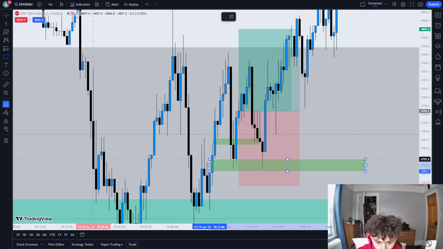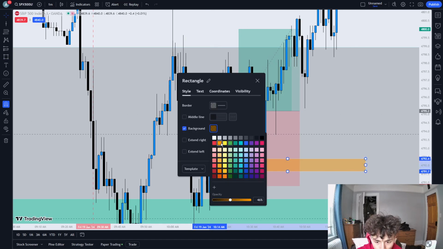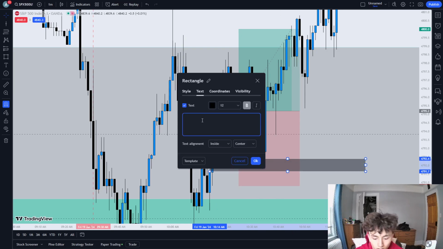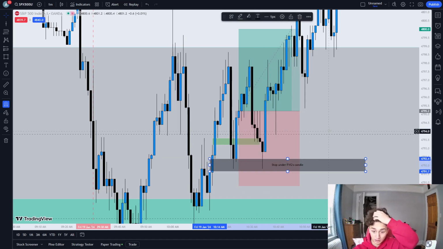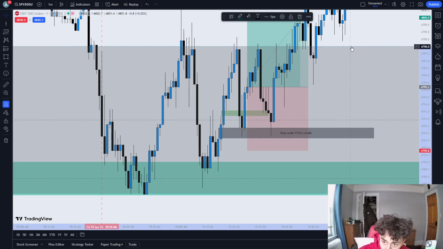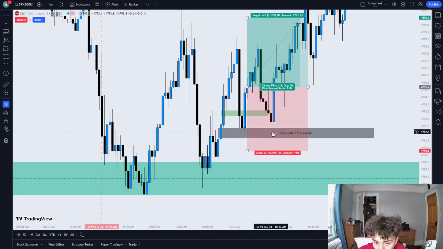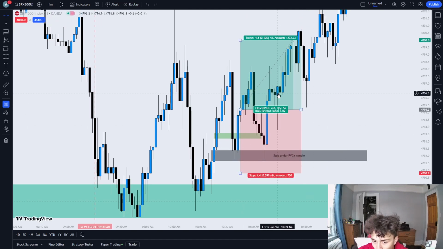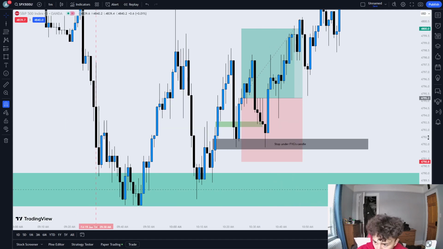So here was another fair value gap, and we can say this became stops under the FVG's candle. Why I put the stop under the fair value gap's candle is because most of the time, if it's a good fair value gap, it's going to push into it. It's going to push down into it, respect it, and then come back. There have been times where fair value gaps get pushed through, but as long as it doesn't close underneath.